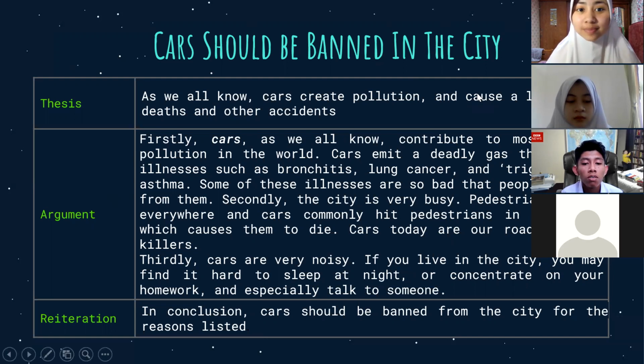Thank you, Emma, for the explanation. So, in the text, there are three generic structures. As we all know is the thesis. Firstly, secondly and thirdly are the arguments. And then there is the reiteration, which is in conclusion.